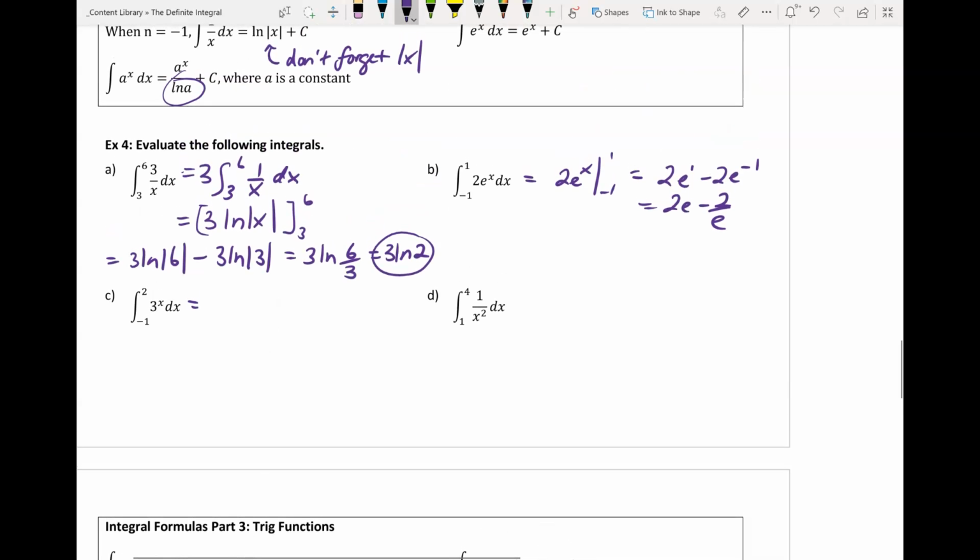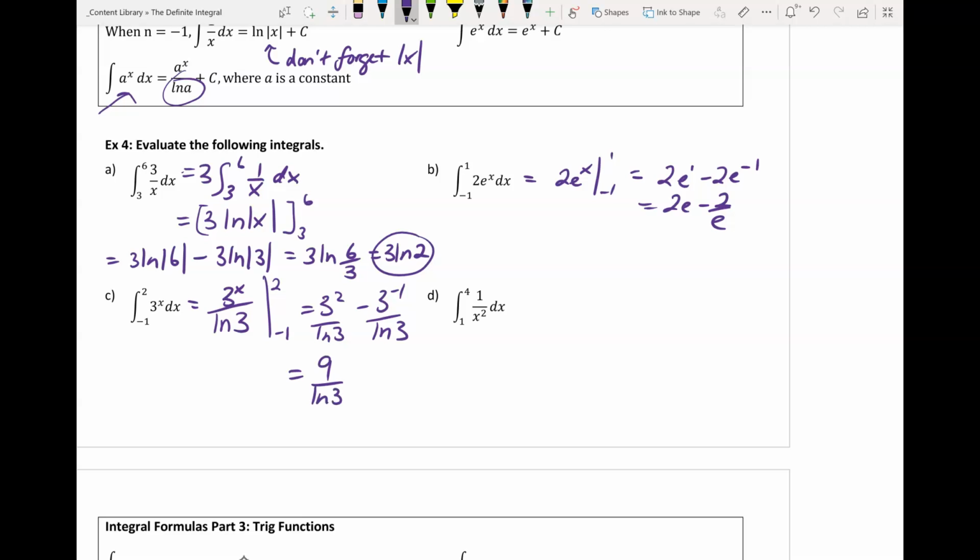Okay, for the next one, we're going to follow this rule up here. So we're going to have 3 to the x, and our denominator will be ln 3. It's going to go from -1 to 2. So that's 3 squared over ln 3, subtracted by 3 to the -1 over ln 3. Simplify this just a little bit. That is 9 over ln 3 minus 1 over 3 ln 3.